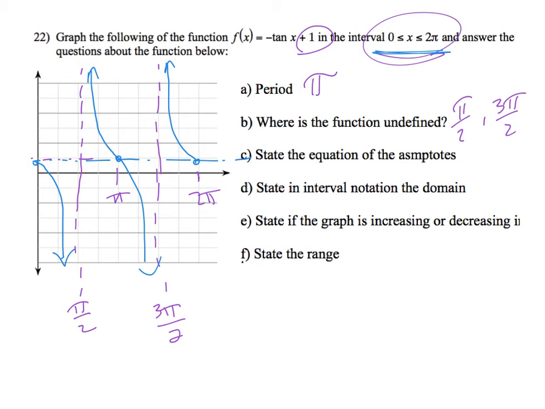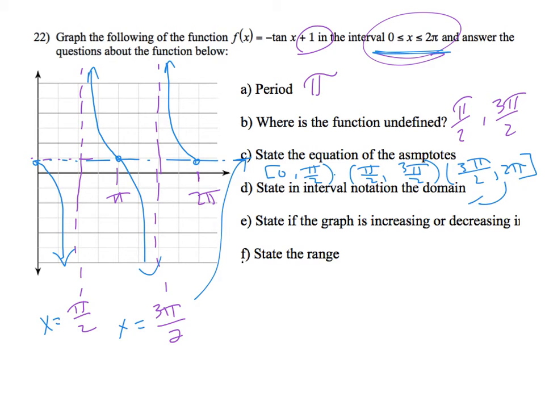State the equations of the asymptotes. Well, that was x equals pi over 2 and x equals 3 pi over 2. So that's that answer. Interval notation, state the domain. Same as the last one. I shouldn't have drawn that thing. Same as the last one. 0 to pi over 2. Pi over 2 to 3 pi over 2. And 3 pi over 2 to 2 pi.